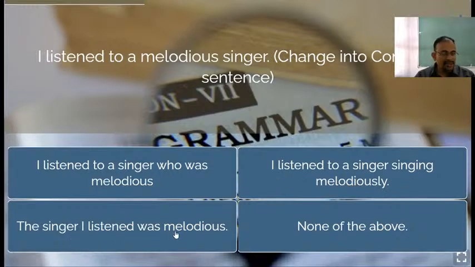Next, the singer I listened was melodious. So in this sentence as well, it is a single sentence. There is no connector available like what, when, how, why. Therefore it is also not a complex sentence, and none of the above is not true because we have already got one example of a complex sentence. Therefore dear students, number one is the correct answer. So this is how you've got to understand. You've got to give a reason for each of the given options, and then finally arrive at a conclusion about the right option.